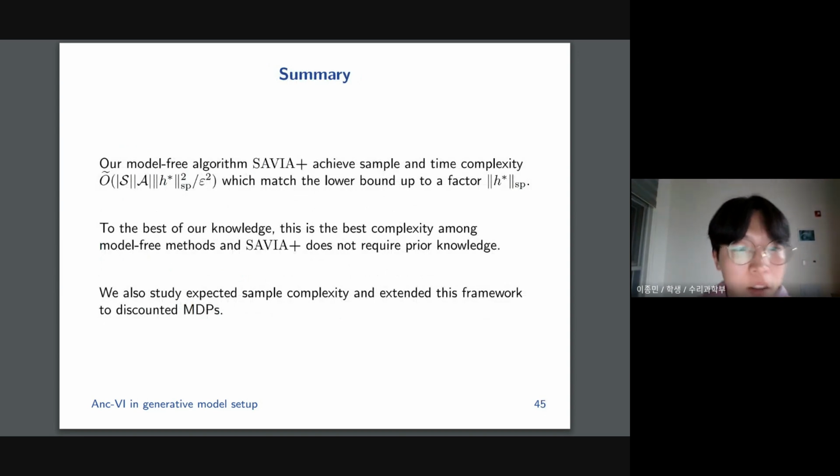So to summarize this section, as we have done until now, we show that the anchoring mechanism also provides some valid benefit in this sampling setup with the generative model. Our new method, Sabia Plus, achieves the following sample and time complexity, and it matches the lower bound up to a constant factor of span-seminorm H star. This is the best complexity among the model-free methods, and it does not require any prior knowledge. In the paper, we further study the expected sample complexity, which is widely studied in the multi-armed bandit literature, and we also extended this framework to the discounted MDP.